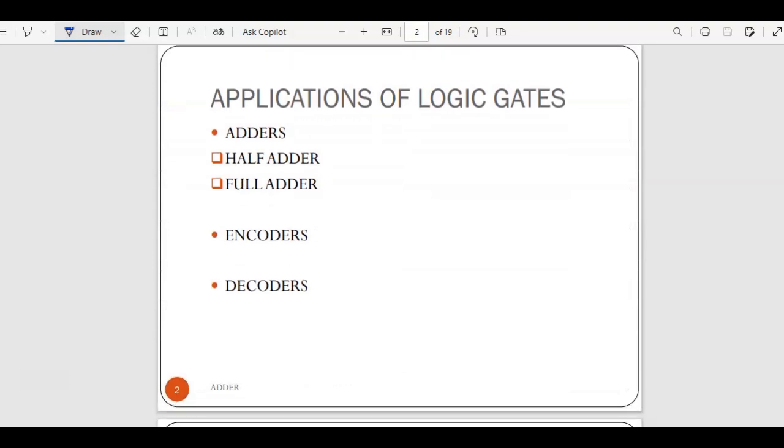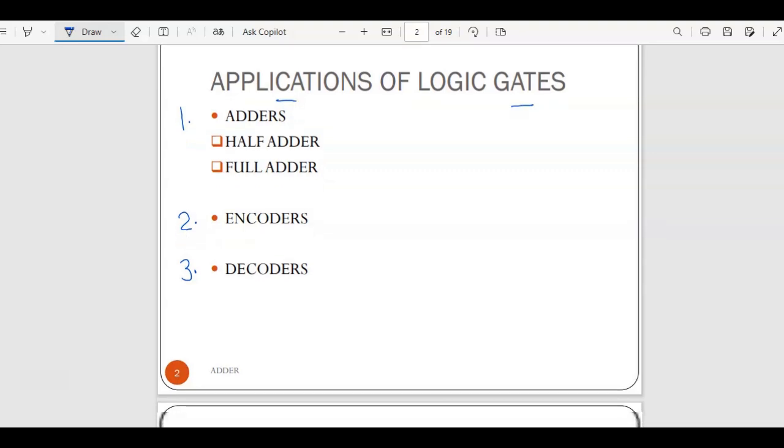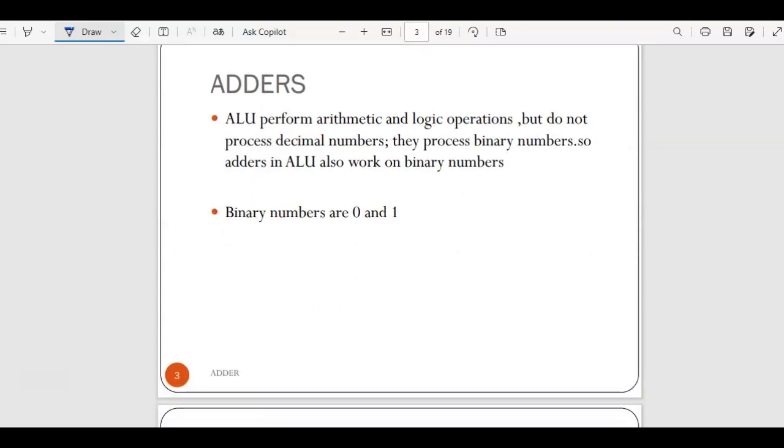The topic is applications of logic gates. Applications means where you can use those logic gates. Three applications are given here: adders, encoders, and decoders. Under adders we also have two categories, the half adder and the full adder, which are given in a proper detailed way. But the second and third, the encoders and decoders, are given only by name.